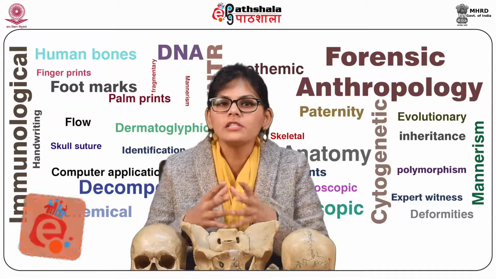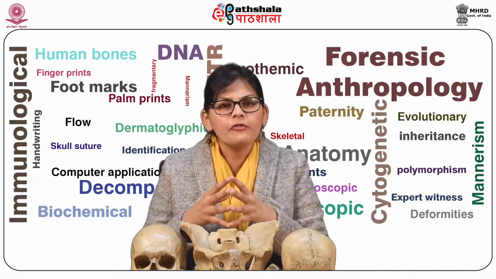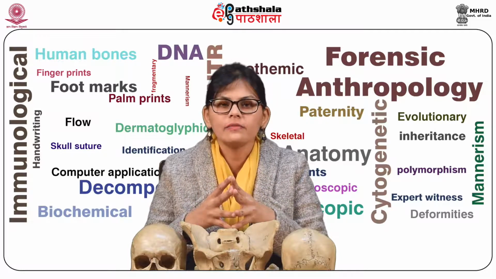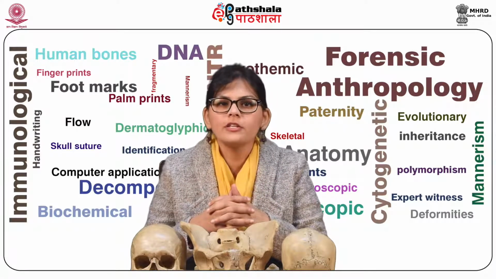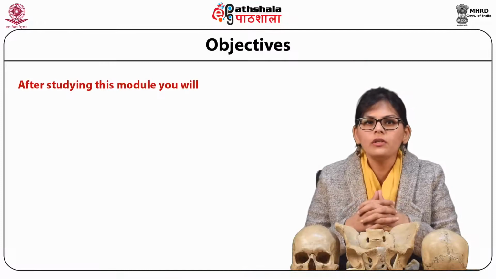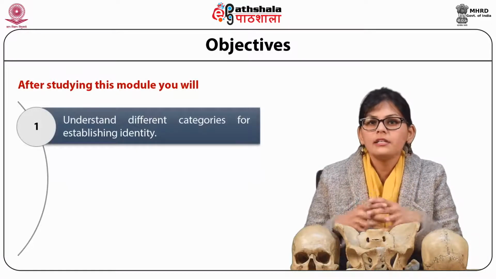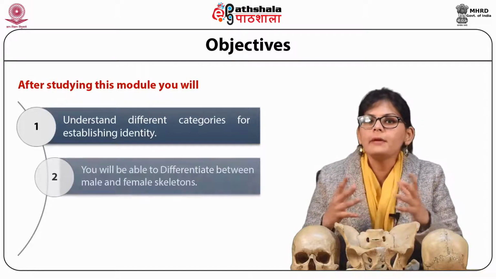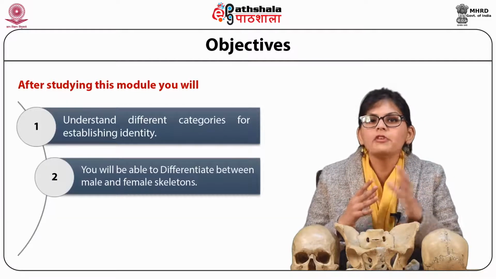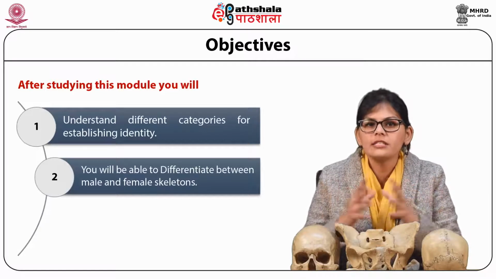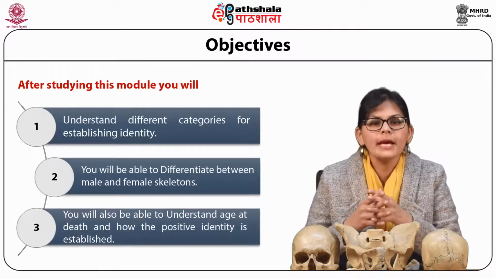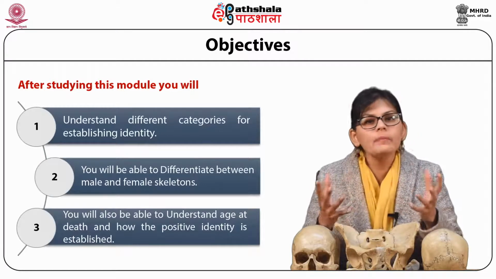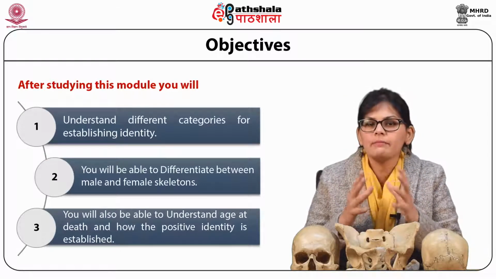Today, I am going to discuss the module Study of Fragmentary or Burnt Bones for Establishing Identity under the Forensic Anthropology paper. After studying this module, you will understand different categories for establishing identity. You'll be able to differentiate between male and female skeletons. You will also be able to understand age at death and how the positive identity is established.